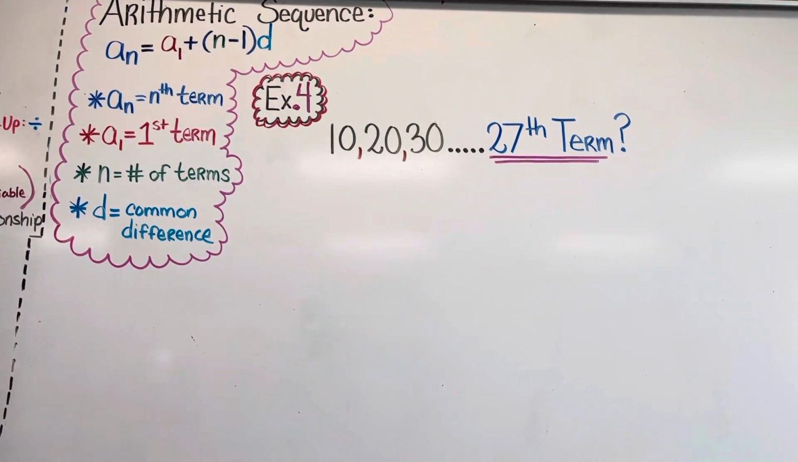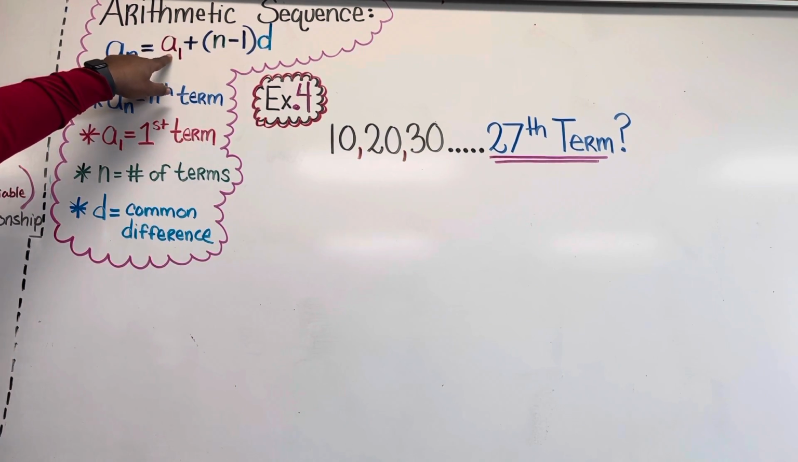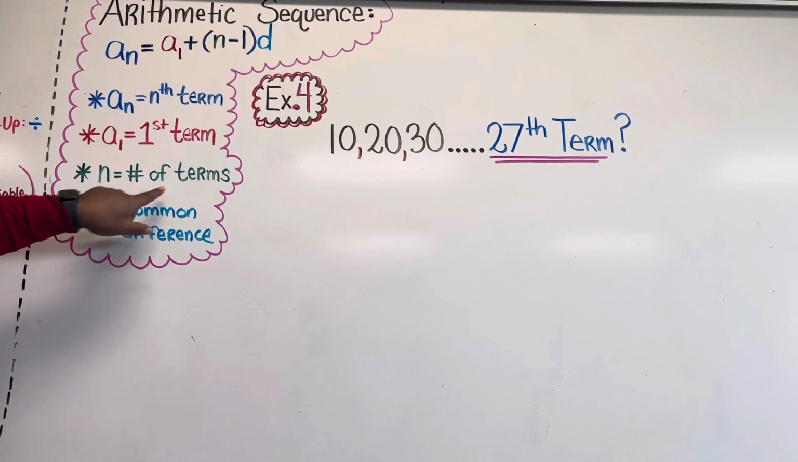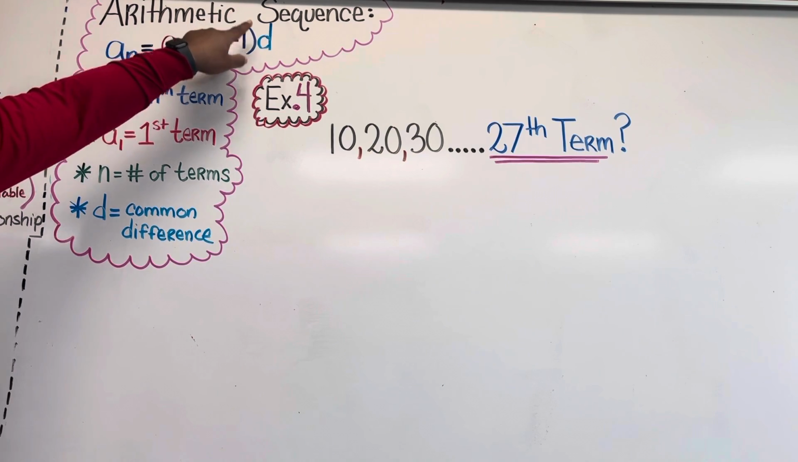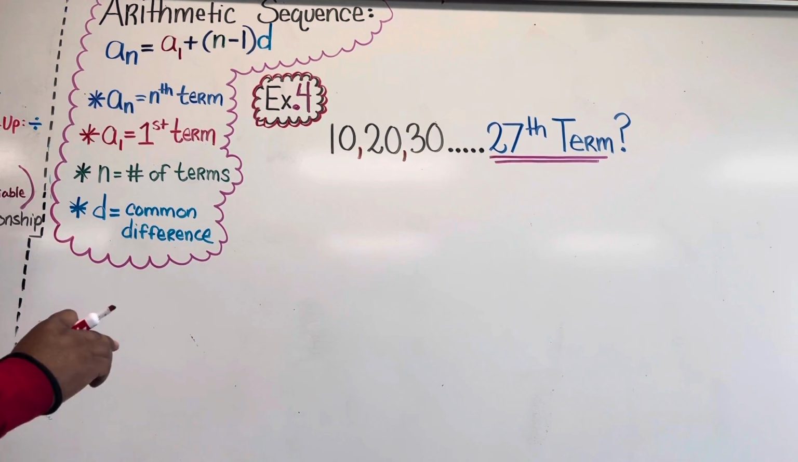Of course, we already know the different parts of the arithmetic sequence formula. We have a_n, which is the nth term, equals a_1, which is the first term, plus (n, which is the number of terms, minus 1), times d, which is the common difference between each term, okay? So let's go ahead and start that right now.